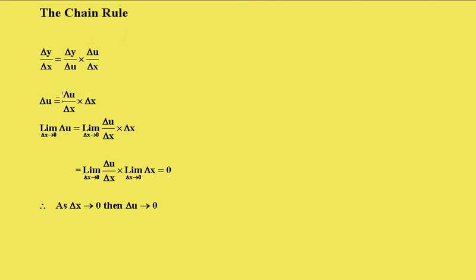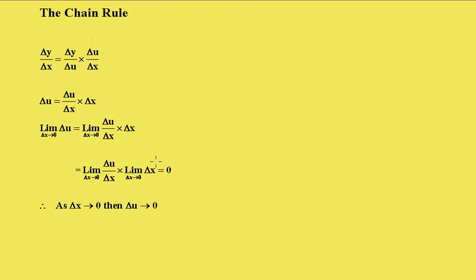Before we can do that, we have to look at what delta u is. The delta u can be expressed as the change in u over the change in x, multiplied by the change in x. So again, these will cancel out. Now, taking the limit of both sides of this, as delta x goes to 0 on both sides, we can then split up this limit into two limits. That is, the limit as delta x goes to 0 of delta u on delta x, multiplied by the limit as delta x goes to 0 of delta x.